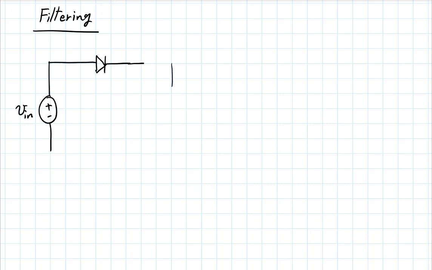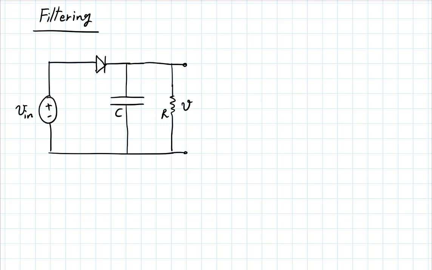And I have my resistor here. That's what I was trying to deliver this voltage to. But I'll just throw in a capacitor. So RC. I still define my V out in the same manner. And let's still assume that that's an ideal diode.